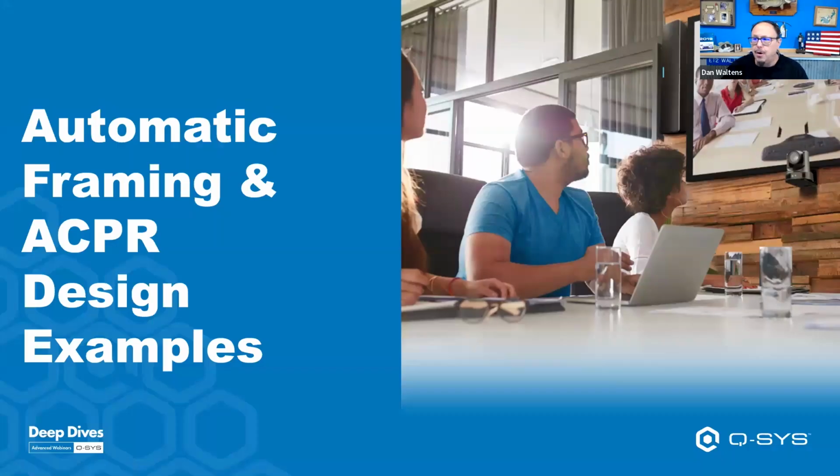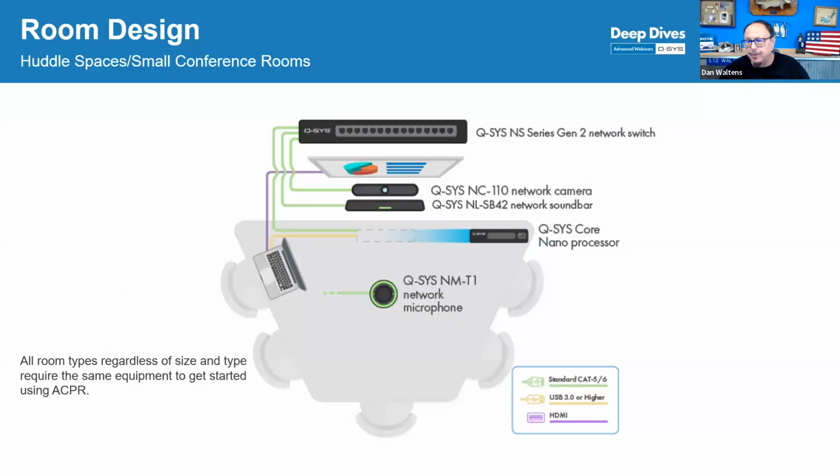All right, so auto framing and ACPR design examples. I'm just going to go through a couple of different designs here, just to let you know what exactly we're doing and where each of these fit. In this one right here, we're going to start with the first one. All types of rooms, regardless of site types, require the same type of equipment to get started using ACPR. Huddle spaces and small conference rooms, no exception, right?